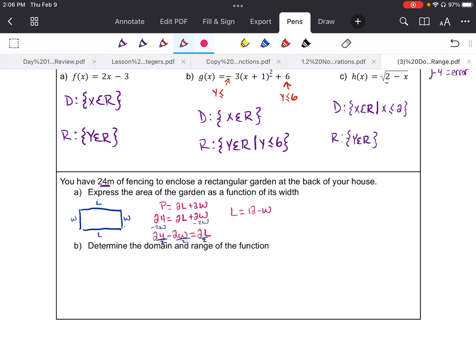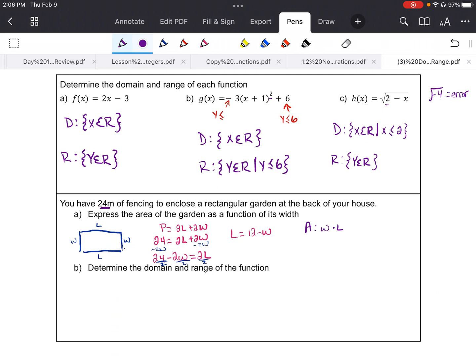From there, we can figure out the area. So area is width times length. Okay, but using substitution, we can take what we know L is the same as, and plug it in. So now area equals width times 12 minus W. Good, so there is the area function for width.